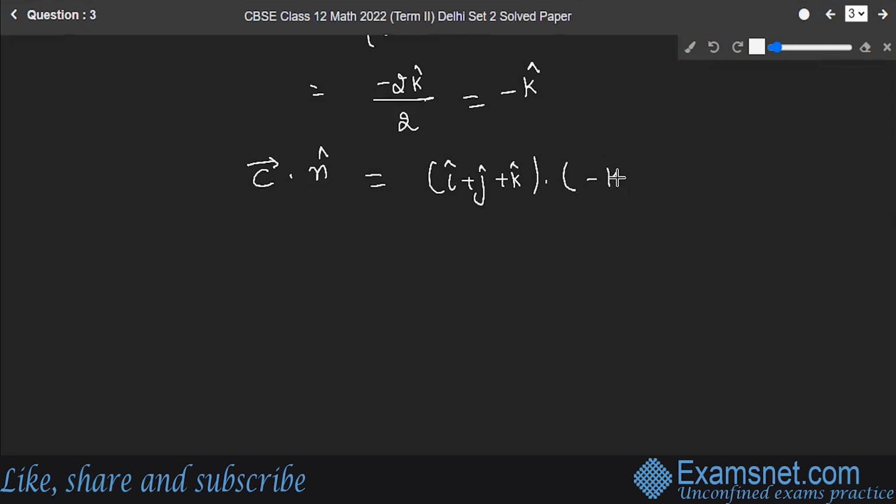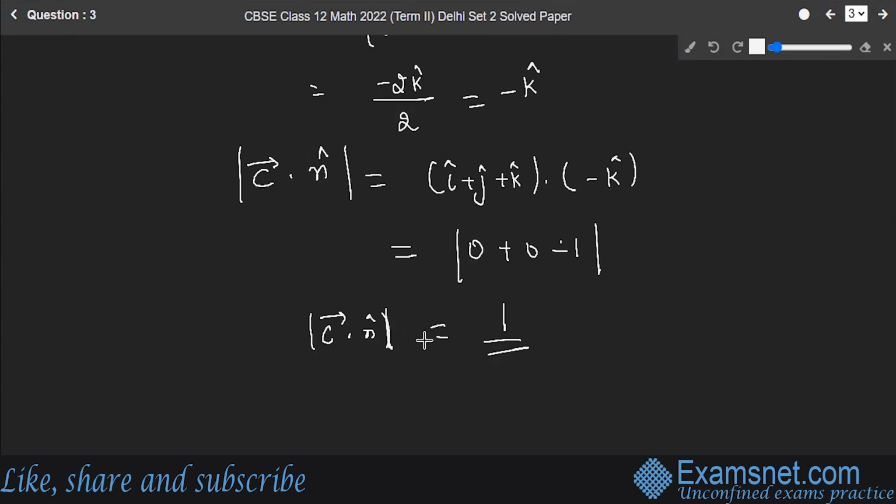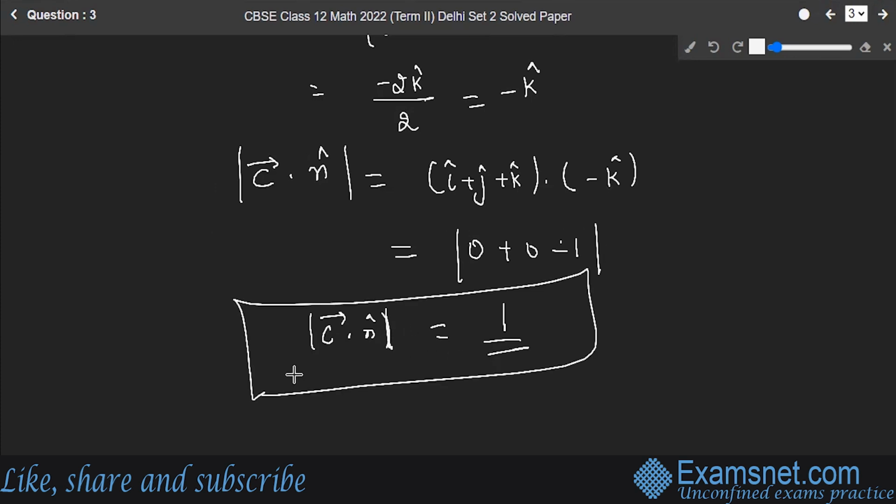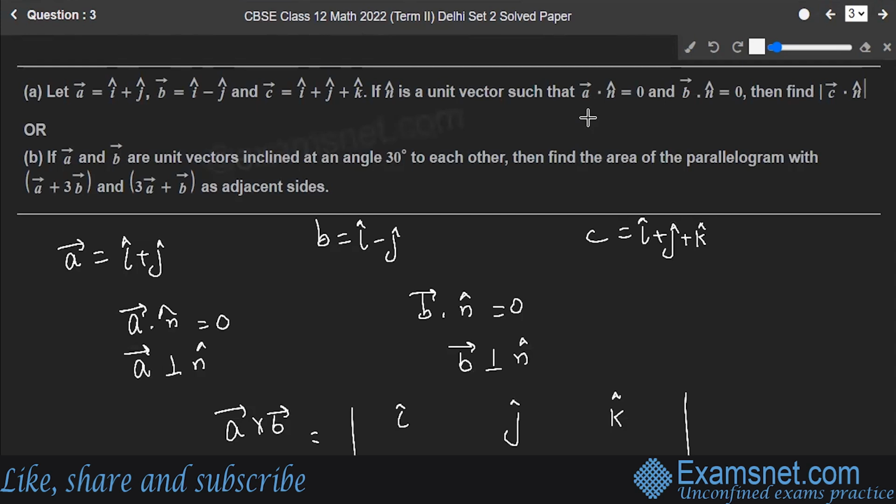Dot product with minus k vector. This is equal to 0 plus 0 minus 1, right? Right. Let's find the magnitude. So this is the one, which is equal to 1. We have to find out the magnitude of the cross product vector. This is equal to 1. So the answer to the first part of the question is equal to 1. Hope you have understood. Now let's start with the B part of the same.